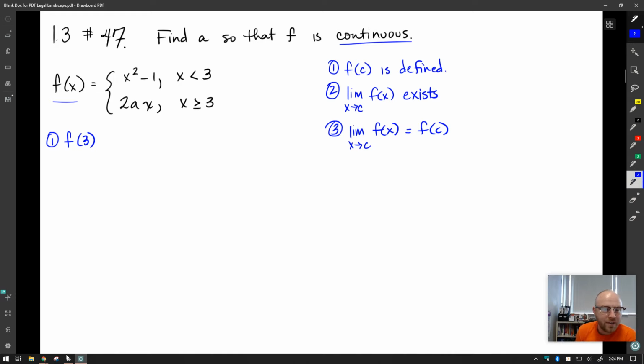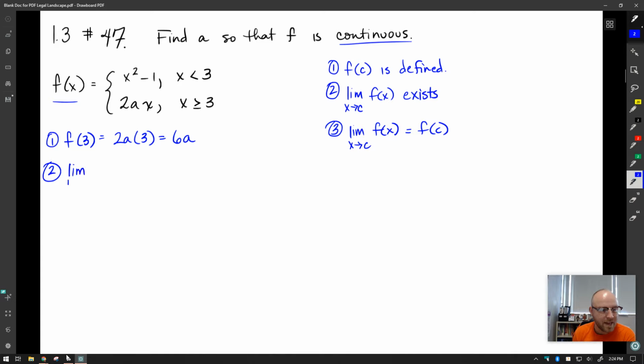F of 3, it looks like we'd use the second rule, and that's going to be 2a times 3 for a result of 6a. Once I know what a is, I will have a for sure defined value for f of 3. Number two, let's check the limit. In order to do that, a two-sided limit, we go back to that existence rule for a two-sided limit. And if the two-sided limit exists, both the left and right-hand limits will also exist. And because we change rules at 3, we're going to need to check both the left and right-sided limits.